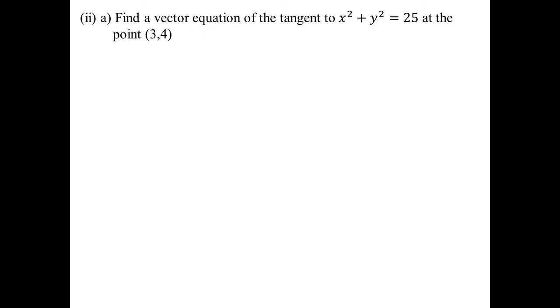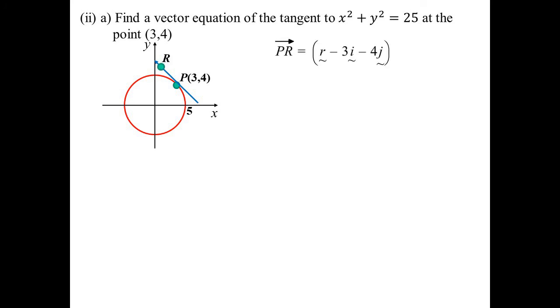We're going to find a vector equation of the tangent to this particular circle. Drawing a picture. There's our circle, x squared plus y squared is 25. I've drawn in the tangent at (3, 4). r is just some random point on our tangent. So PR would be head minus tail. Whatever vector r is, the position vector of that point up there, minus the position vector of P, which is 3i, 4j.